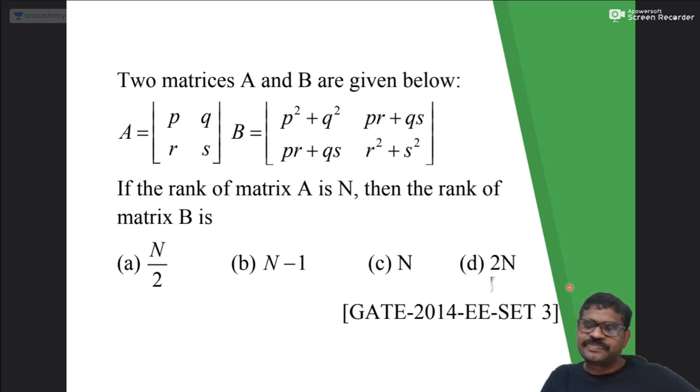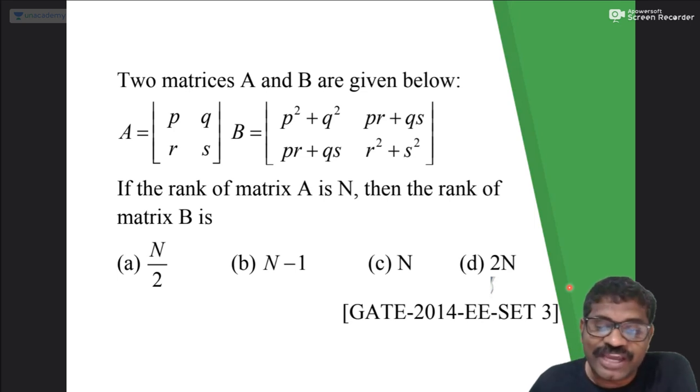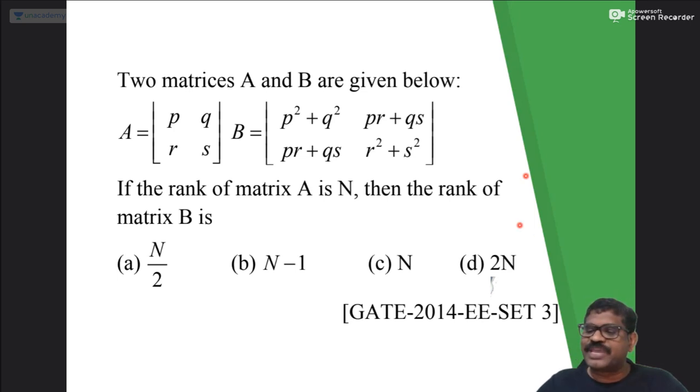Observe this problem. Tell me the answer. Two matrices A and B are given below. A is PQRS, B is P square plus Q square, PR plus QS, PR plus QS, R square plus S square. Then what is the rank of B?